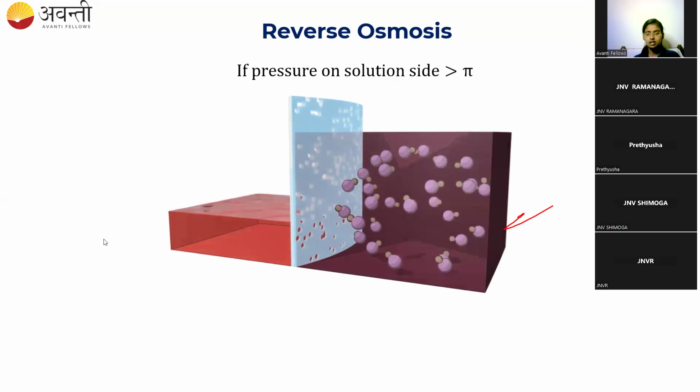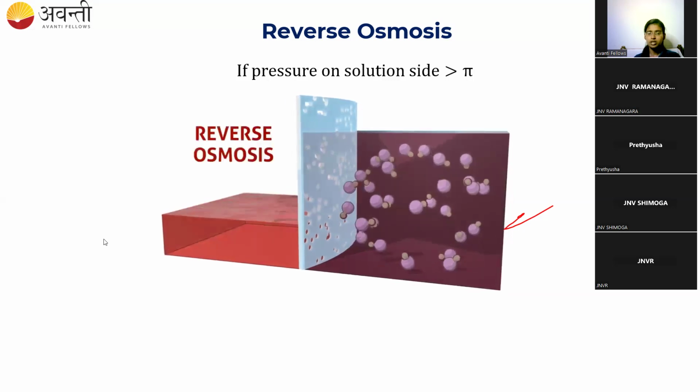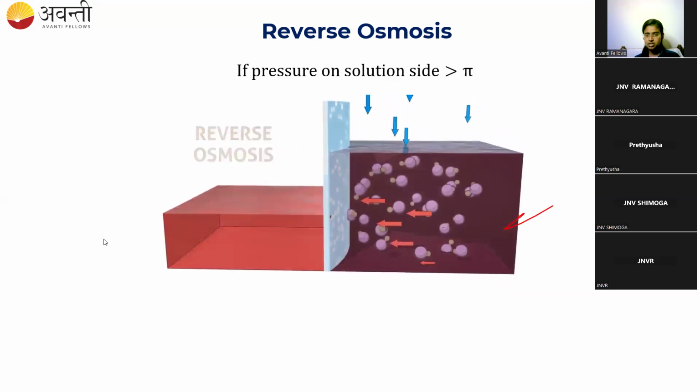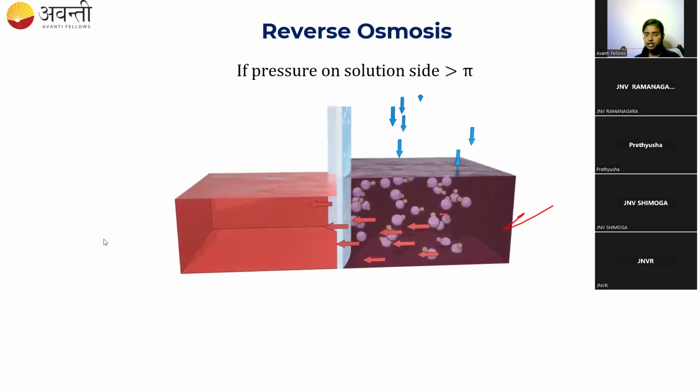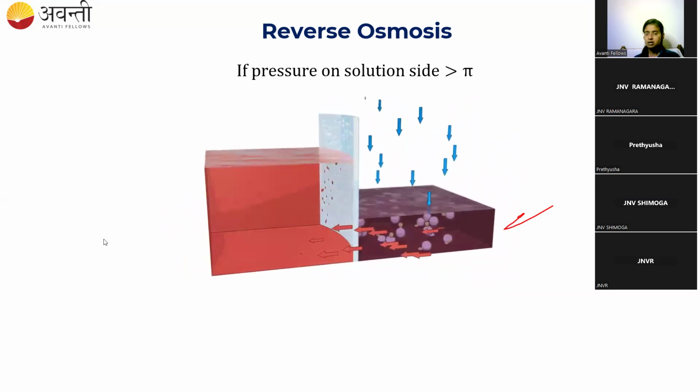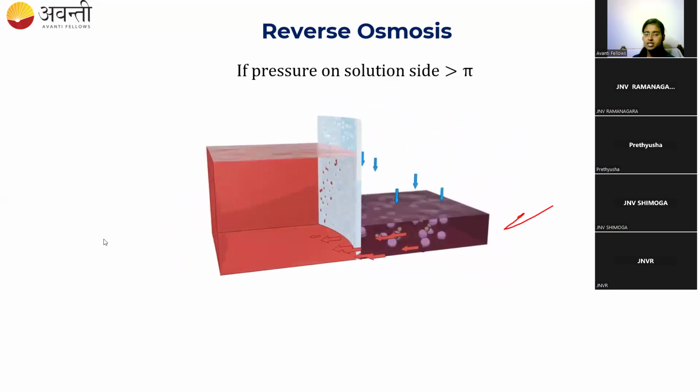So the use is desalination. Just look into this. This is reverse osmosis. I am giving some pressure on the solution side and that pressure is greater than the osmotic pressure, because of which the particles are moving towards the solvent side from the solution side, meaning from higher concentration to lower concentration. So this is called reverse osmosis.